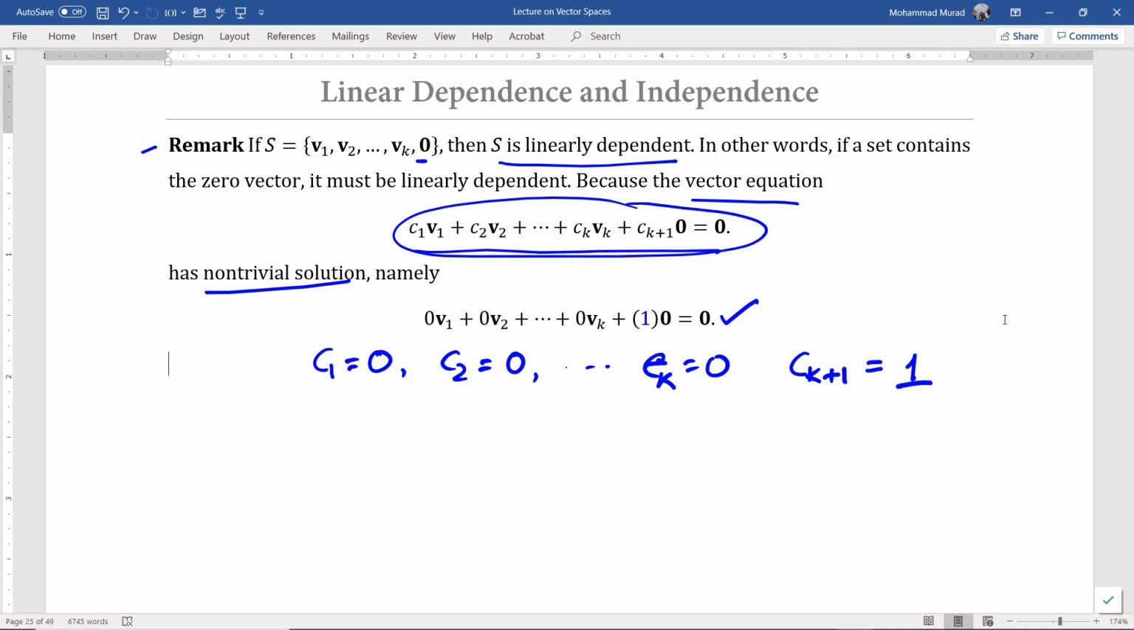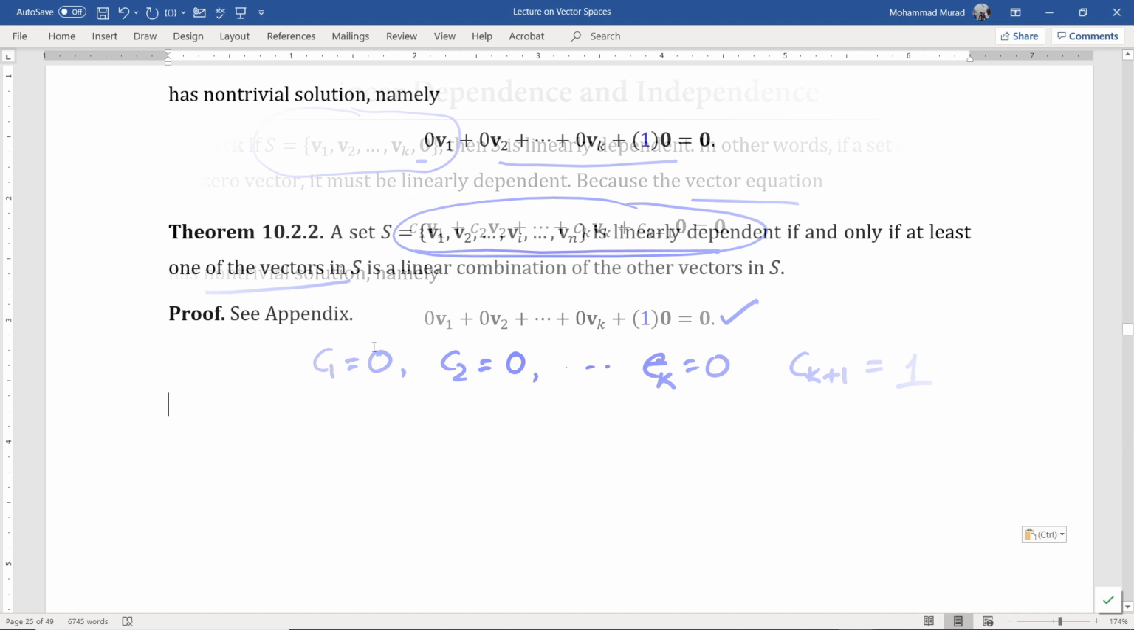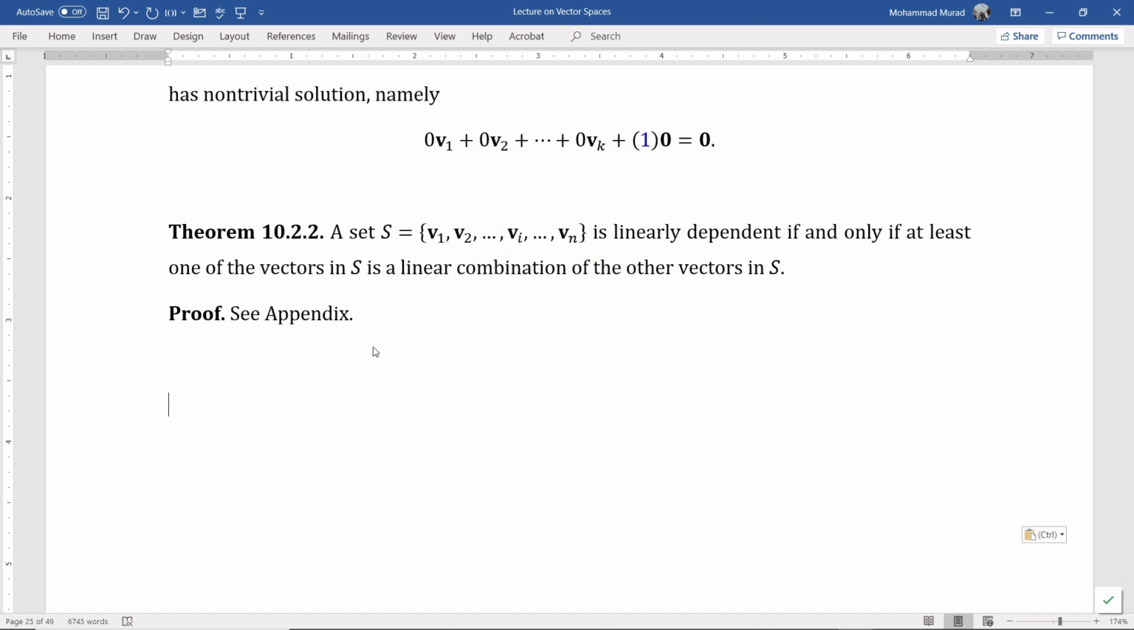Hence, the set S of vectors in the vector space V containing the zero vector also cannot be a linearly independent set. So it is linearly dependent. Theorem. A set of vectors in a vector space V is linearly dependent if and only if at least one of the vectors in the set S is a linear combination of other vectors in the set S. The proof of this theorem will be found in the appendix of this note.